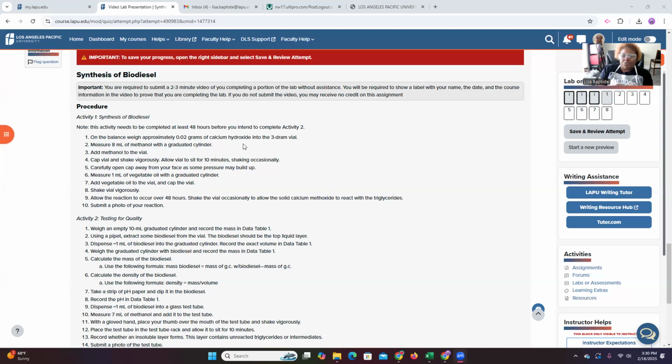And then you're going to add your 1 ml of the vegetable oil. You measure that in your graduated cylinder, and you're going to pour it into the vial. Cap it, shake it vigorously, and then you're going to let it sit for 48 hours. Now, you do want to shake this vial occasionally to let the solid calcium methoxide react with the triglycerides.